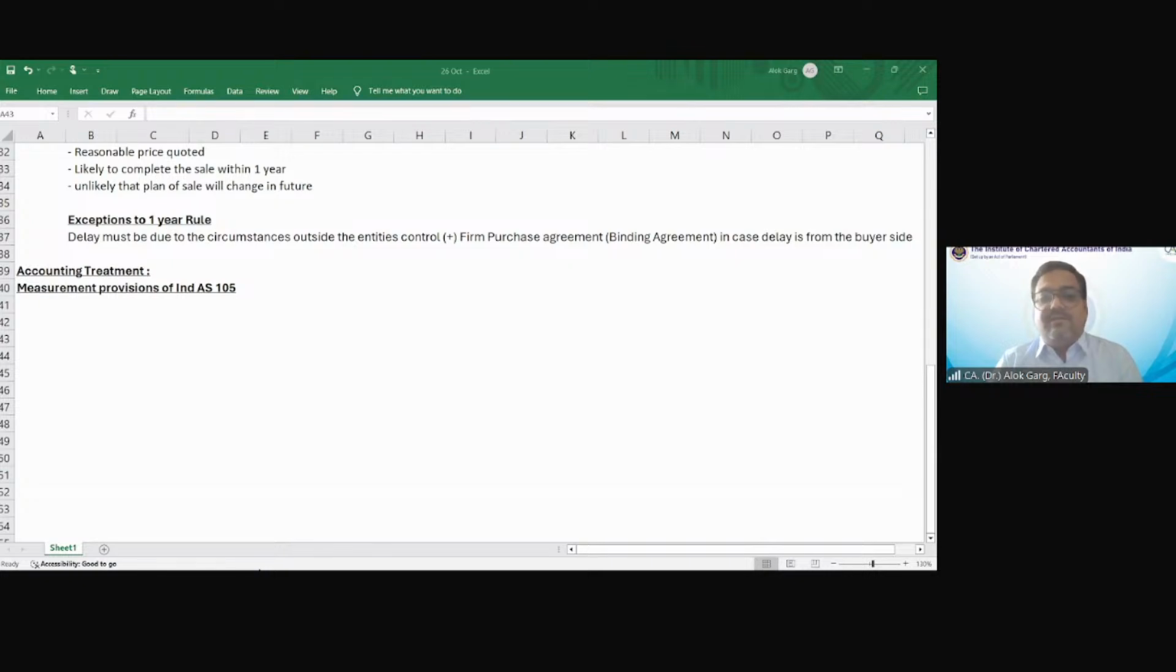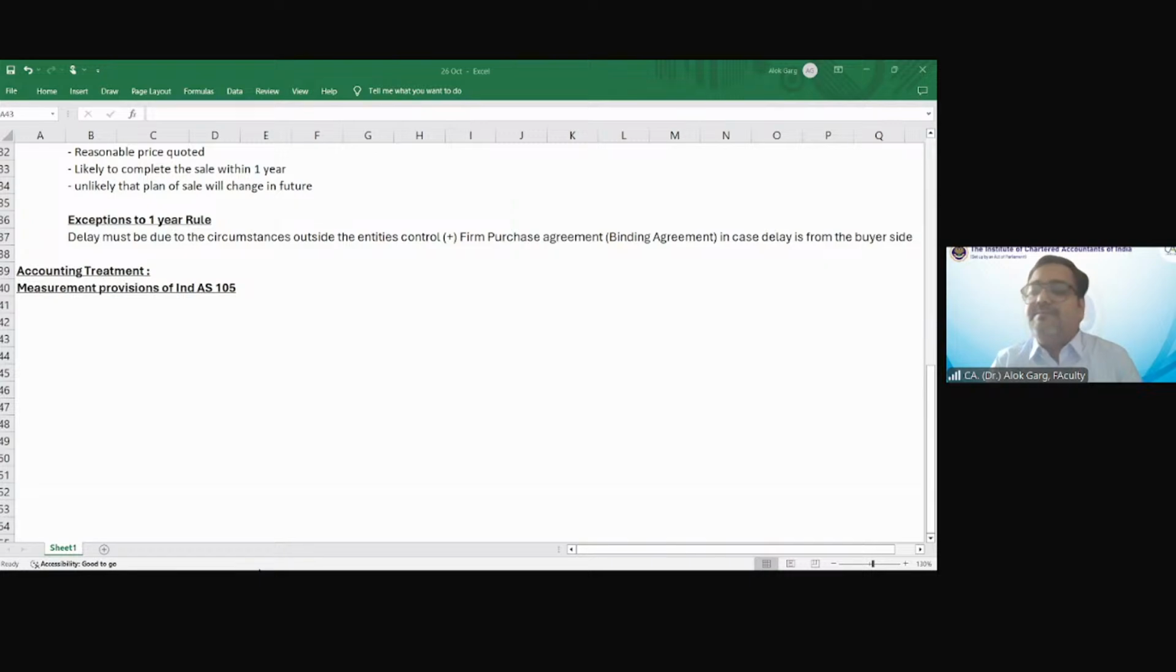Step number one, compute the carrying value of non-current asset held for sale or disposal group as per the respective standard, immediately before classification as held for sale. If you are classifying a PPE as a non-current asset held for sale, please compute the carrying value of PPE as per the PPE standard on the date of classification as held for sale.